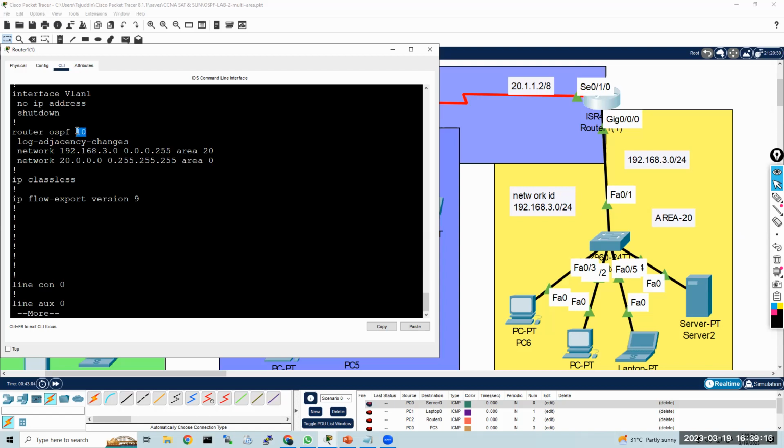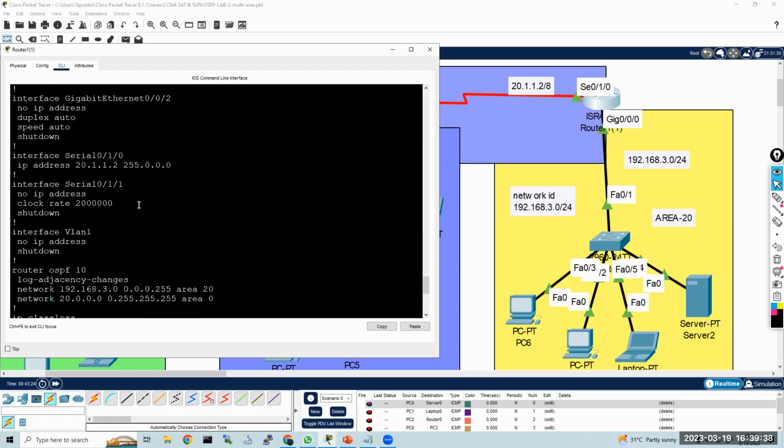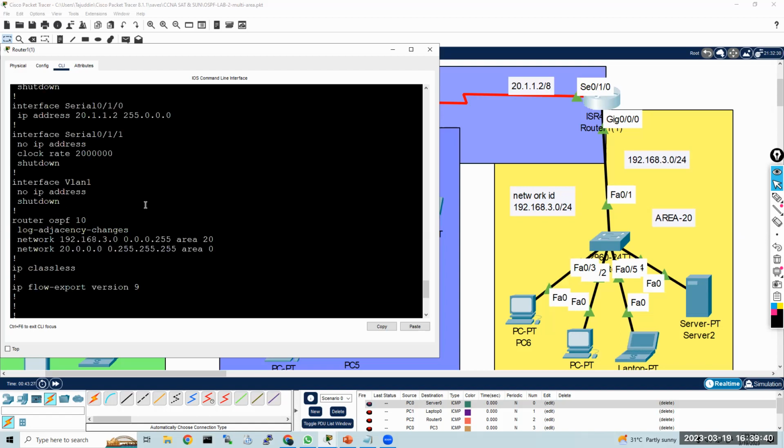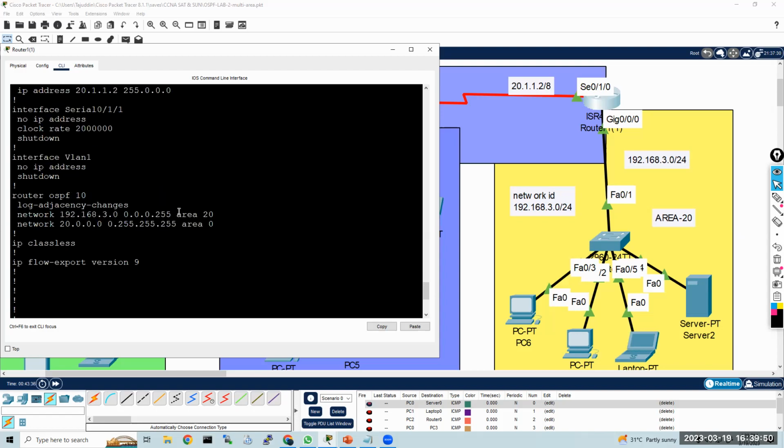OSPF 10 only we have taken, right? Or 100? 10. What did the show say? Oh, 20, this also is perfect, no problem with this. Who will solve this problem, guys?